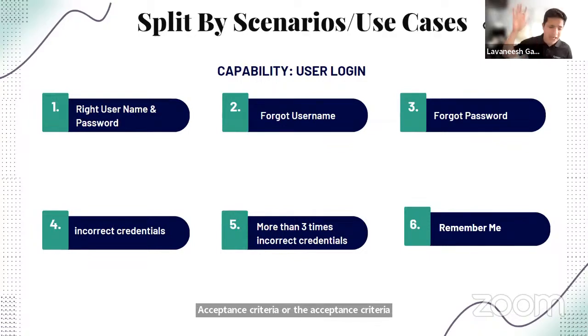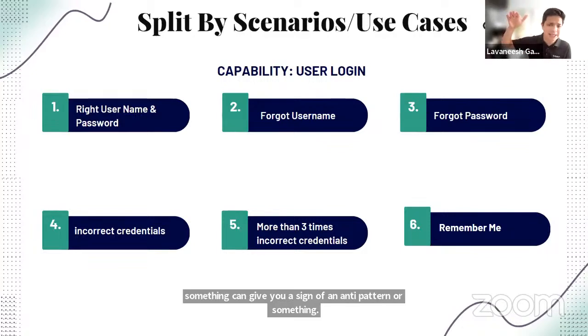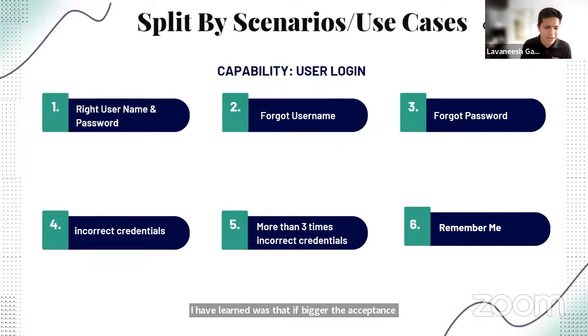So one small sign of an anti-pattern that I have learned is that the bigger the acceptance criteria is, the higher the chance that you can break that product backlog item down further, because we try to add quite a lot of use cases within those acceptance criteria.